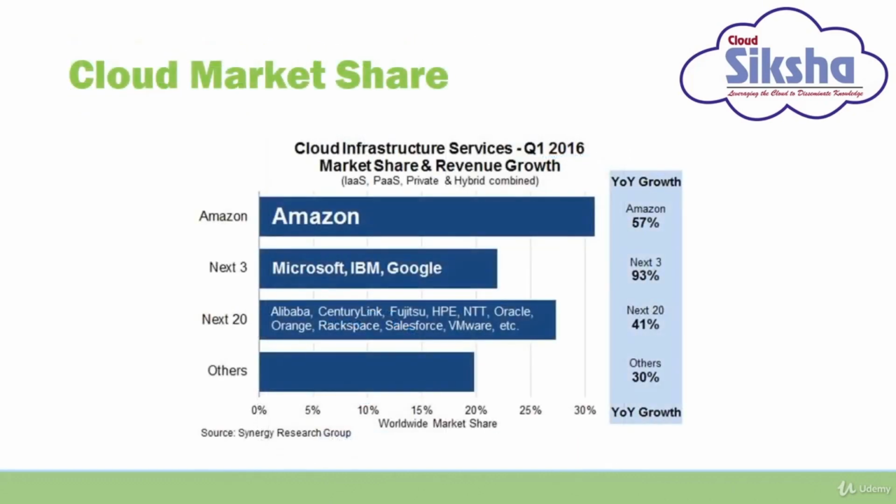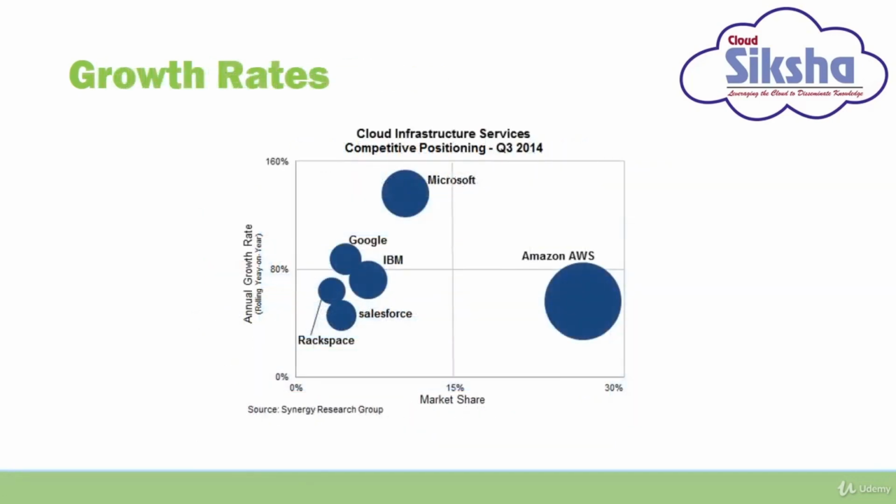In a global market share, you will find that Amazon has a fairly high market share of close to 30%. The second market share happens to be with Microsoft. Here the difference is quite large. At the same time, the rate of growth of Microsoft has been quite high.